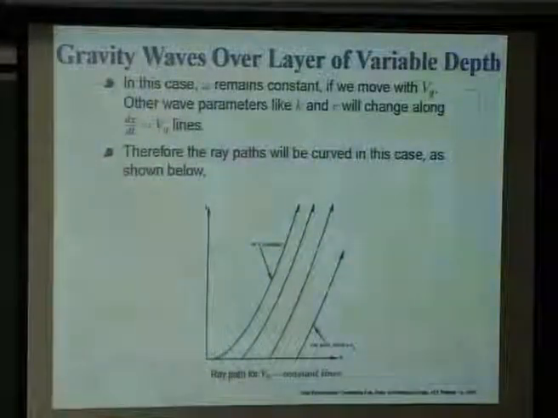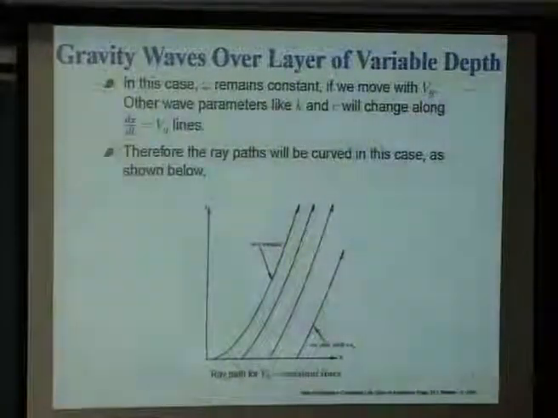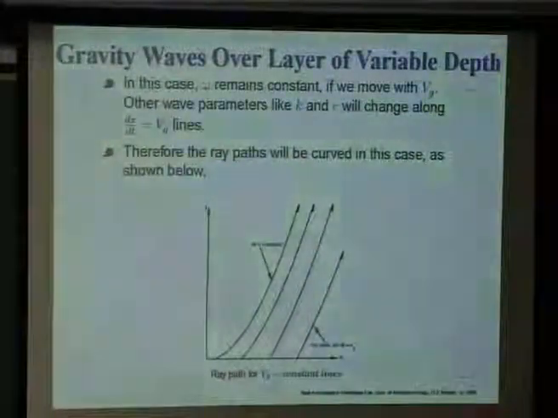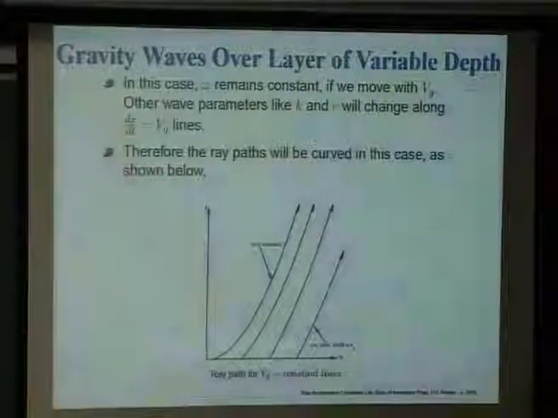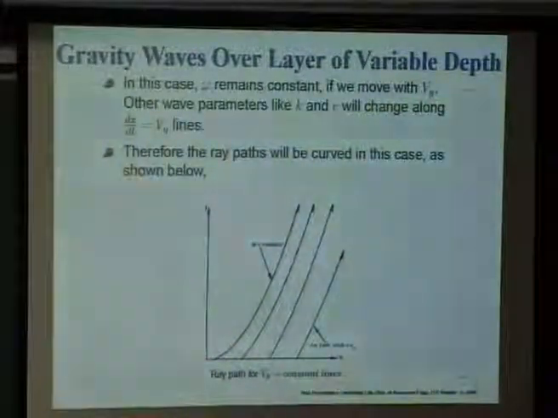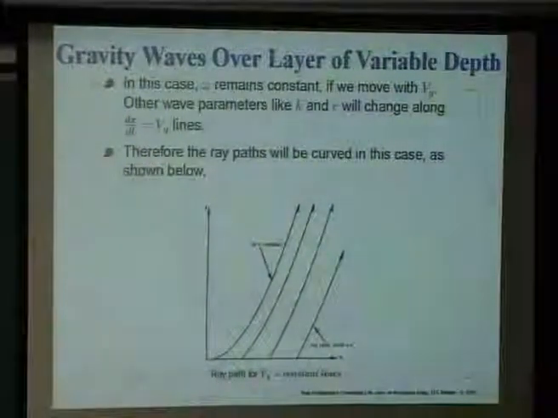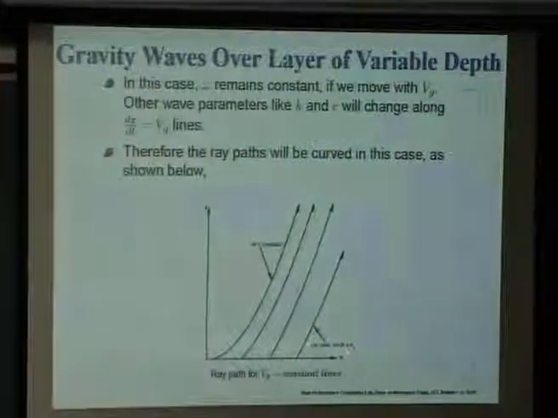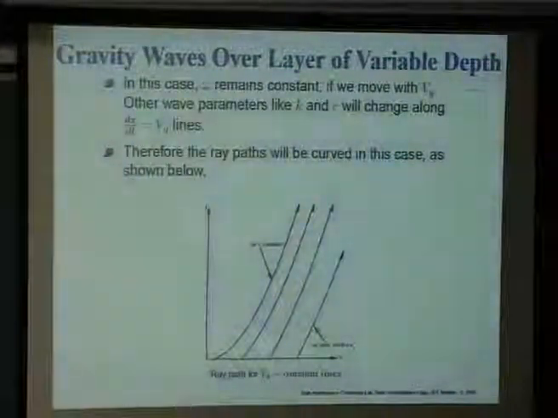So, in this case omega remains constant if we move with the variable V g, and other wave parameters like k and c will all change with x, and the ray path now will not necessarily be straight, they will all be curved. Okay. This curved path corresponds to omega equal to constant, whereas the ray paths define the group velocity by their slope. So you can see it keeps changing with position.